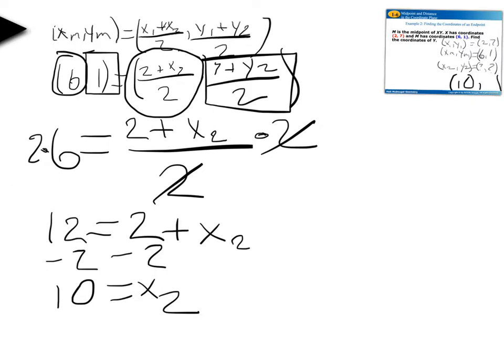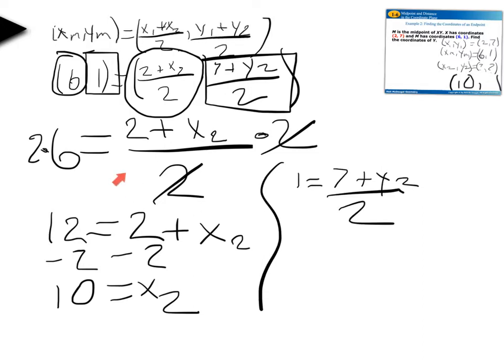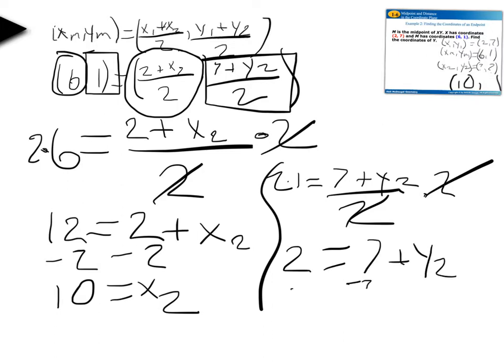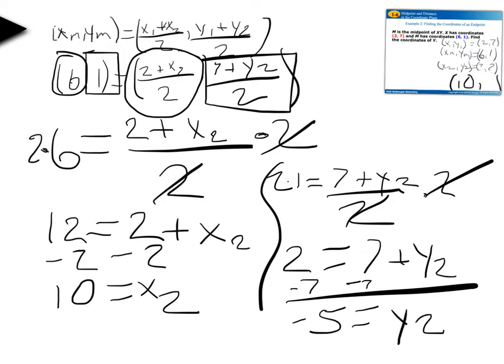Okay, now I'm going to take my y information and set it equal to the y information over here. So I'm going to take 1 equal to 7 plus y2 over 2. So same as I did over here, I'm going to multiply by 2 on both sides to cancel these out. So I get 2 equals 7 plus y2. To get y2 alone, I subtract 7. I get negative 5 equals y2. So this value up here is negative 5.